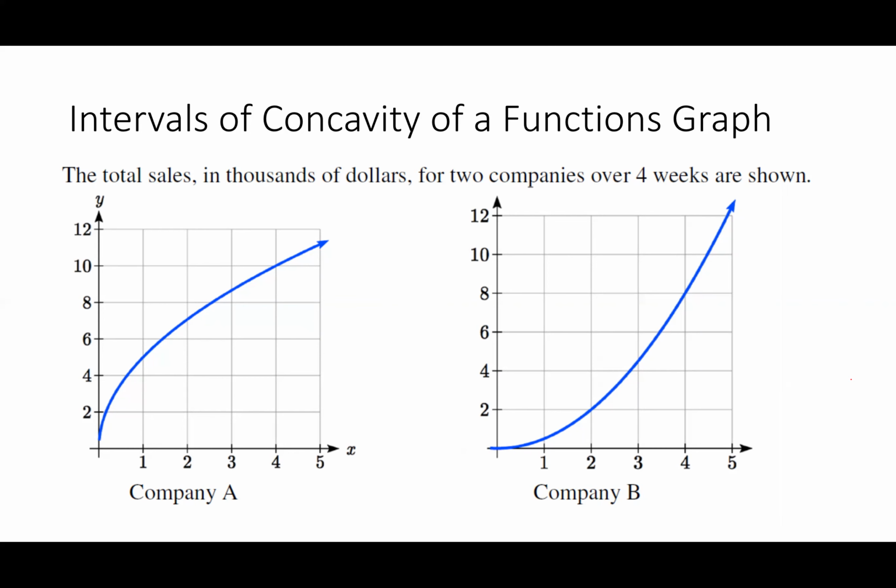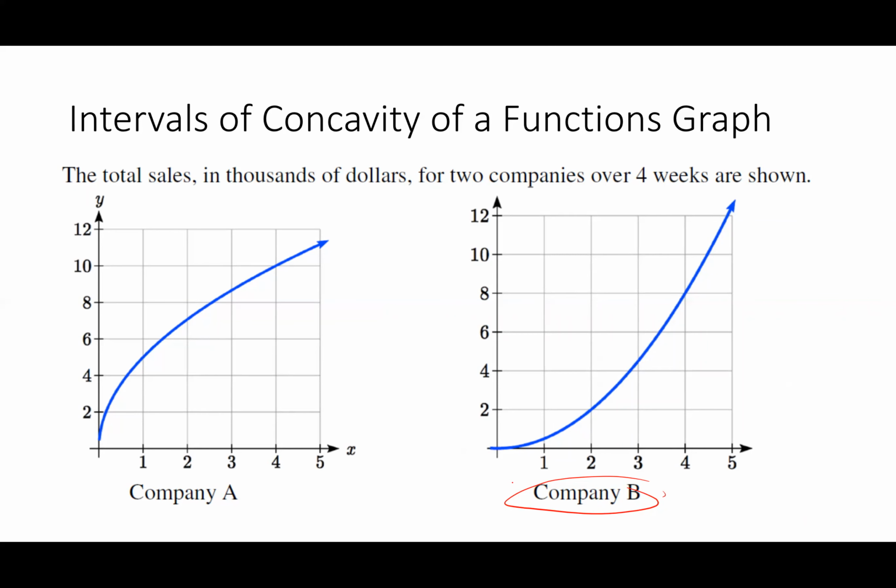Company A and Company B are both showing an interval of increase. But let's suppose I was getting ready to invest. Which company would I much rather be investing in, Company A or Company B? If you said Company B, that's a prudent financial decision, generally.